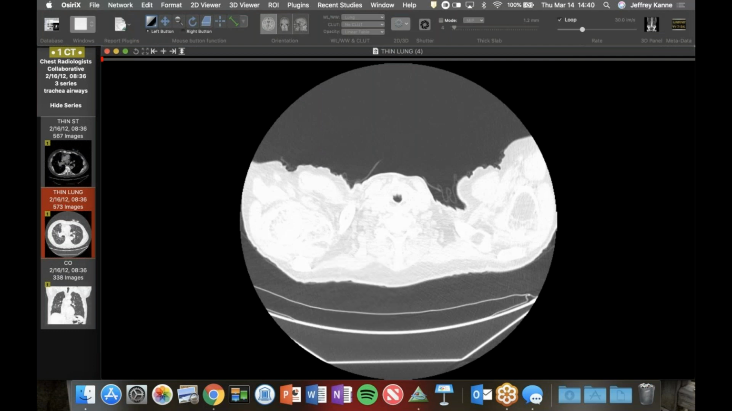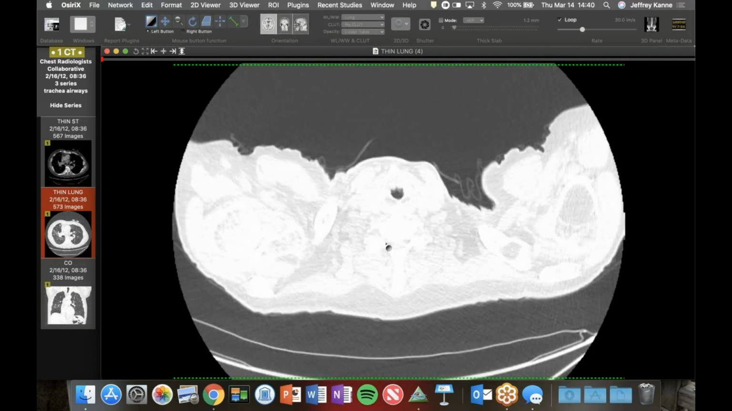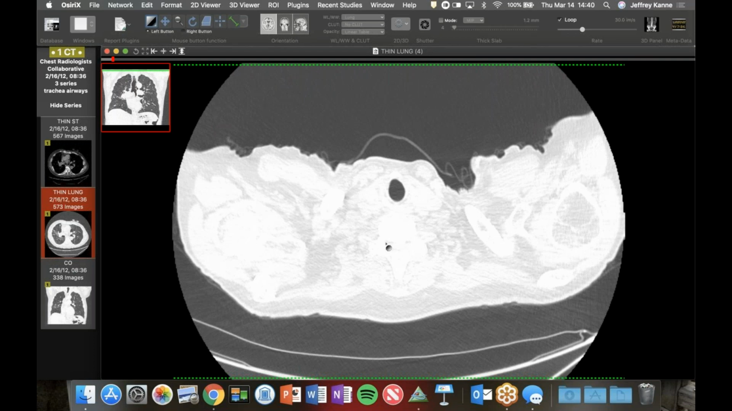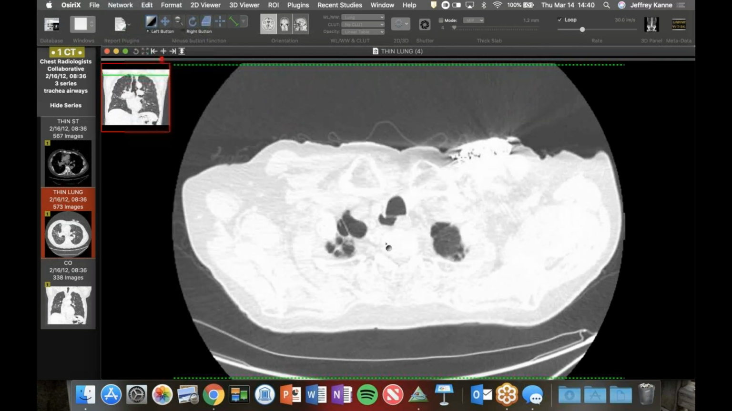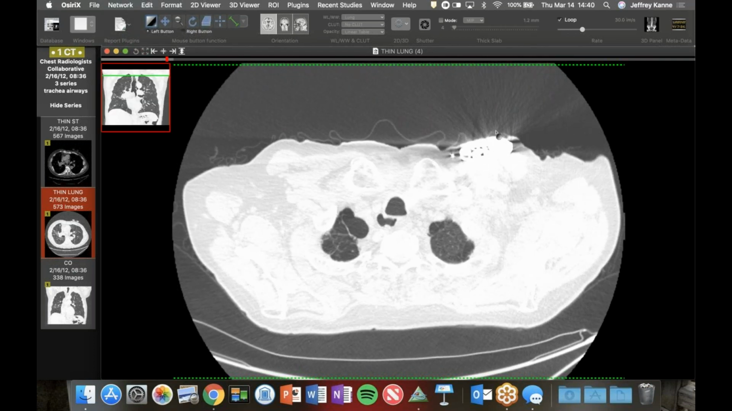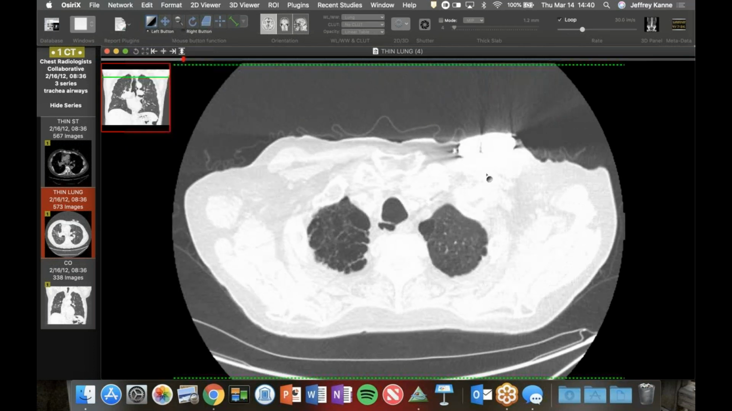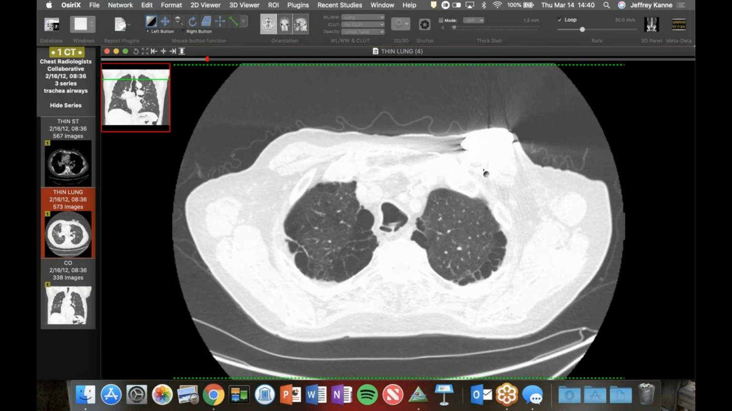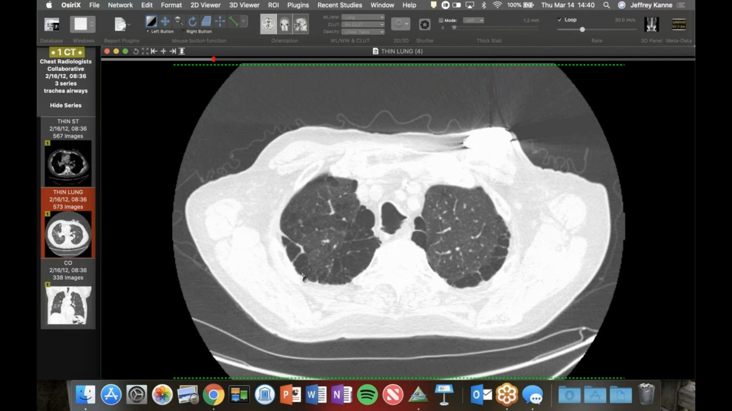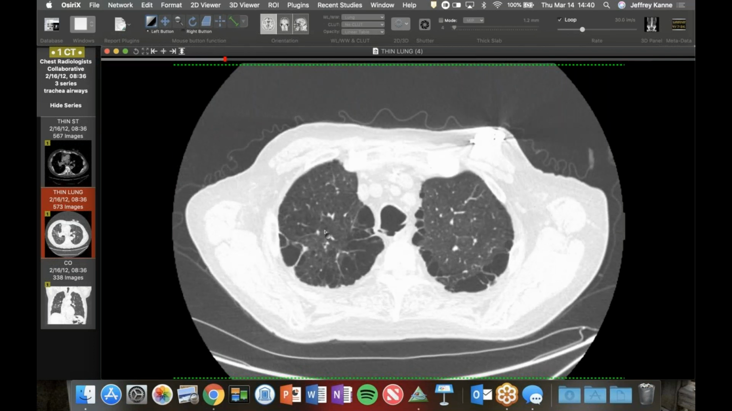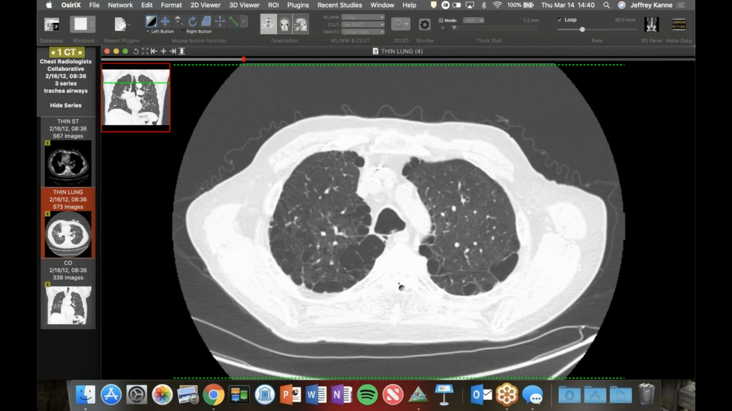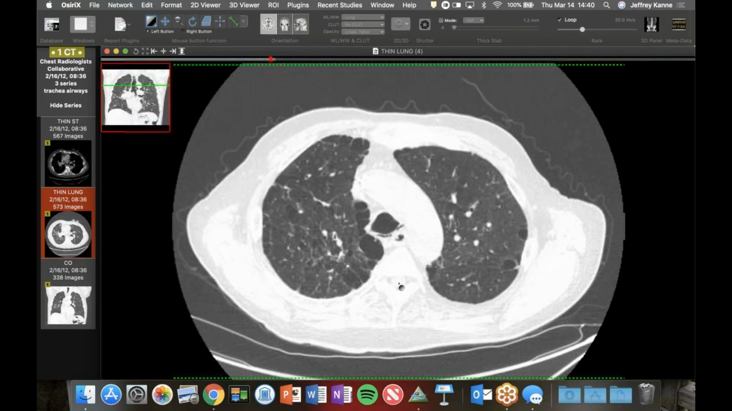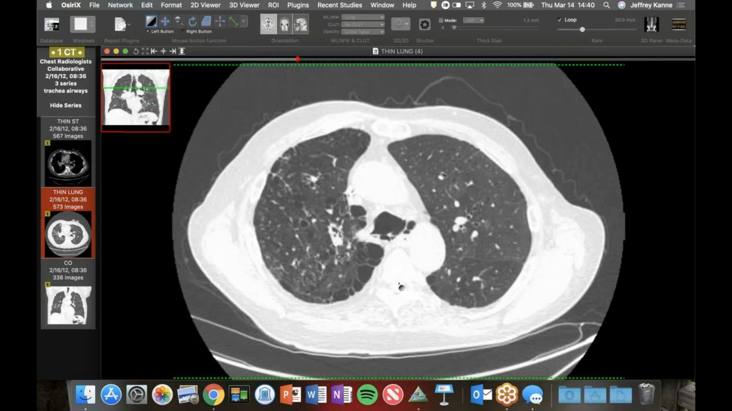Nice case. Okay, so this is a, let me see, I remember how old. I think about a 60-something-year-old who was being evaluated for pulmonary hypertension, so sent for a chest CT, has a cardiac history, and hence the generator in the chest wall. And you'll notice this patient clearly has a smoking history. We've got centrilobular and large paraseptal emphysema, but there's a bunch of other stuff going on, and I'll just zip through real quickly.